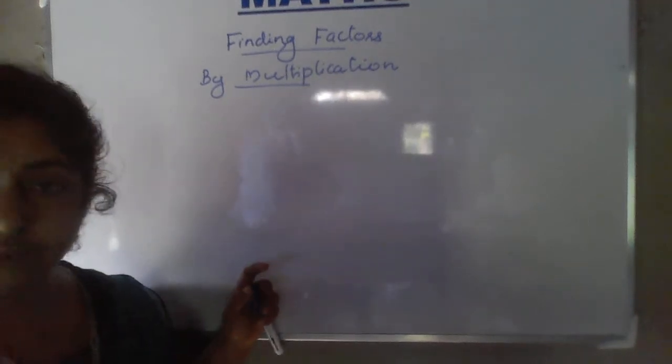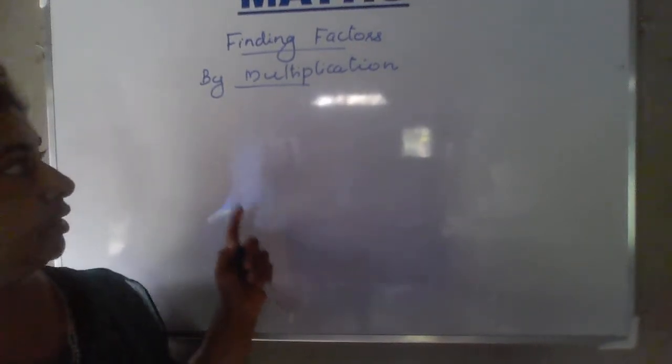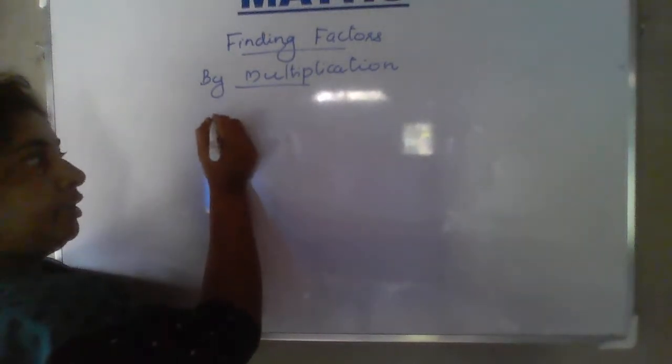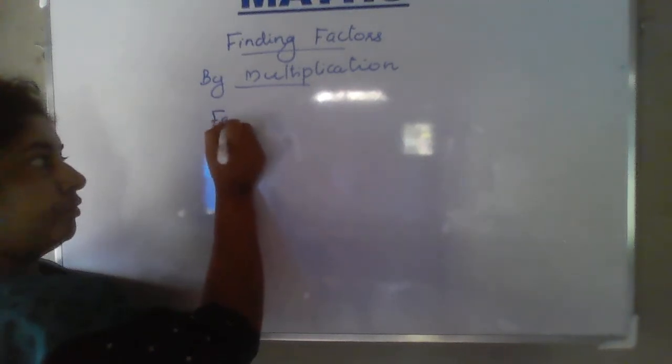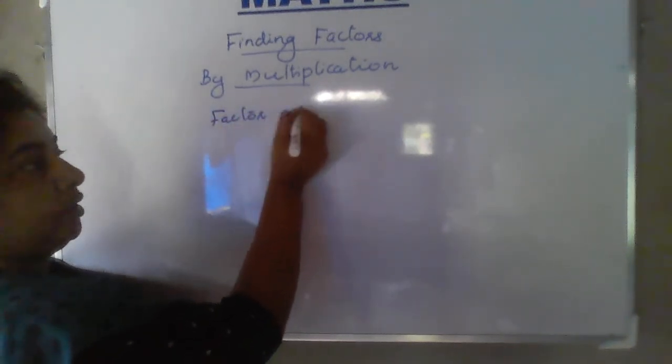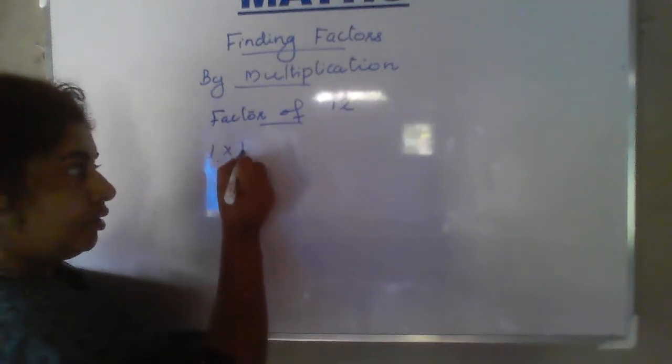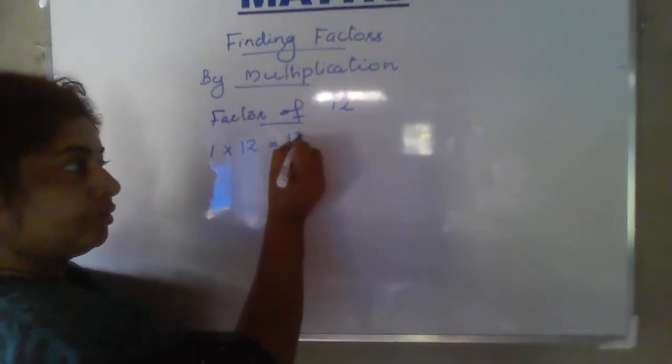Now we are discussing how to find the factors of a number. Here, finding factors by multiplication. Let us discuss with an example: finding factors of 12. We know that 1 × 12 equals 12.